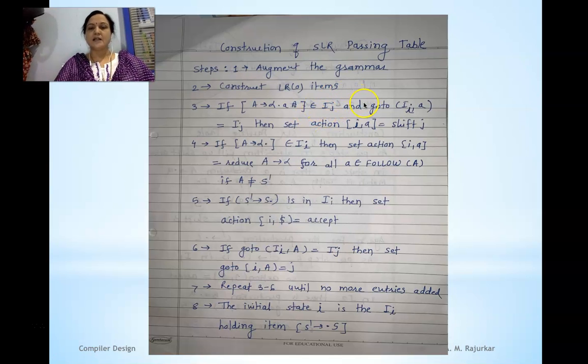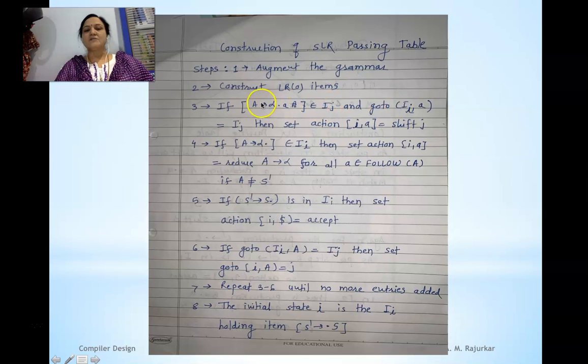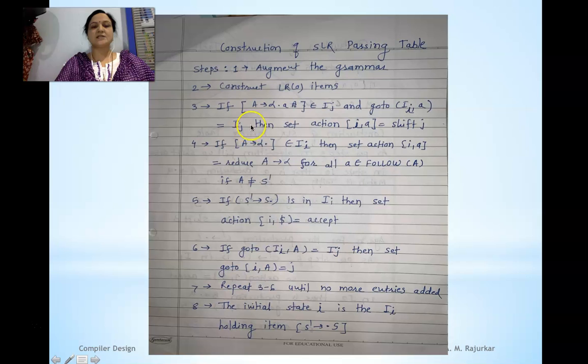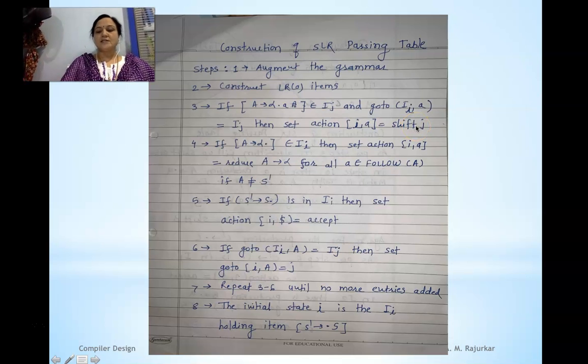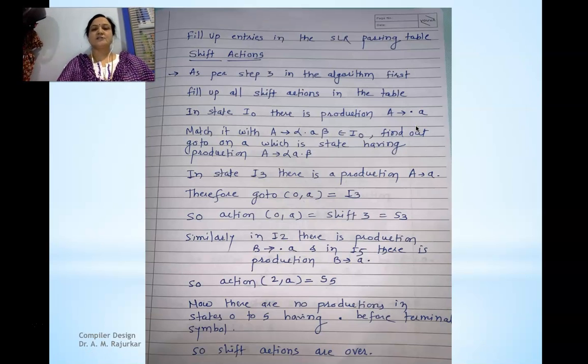So if there is this type of production in one of the states of the LR0 collection of items, that is in Ii, then we take a transition in the DFA on a, go to Ii comma a. Means one of the productions is present in Ii, and by shifting the dot after a we can take a transition in the DFA with go to function, go to Ii comma small a is equal to Ij. This is the destination state where the transition is going. Then we set the action i comma a as shift j. So let's see how to fill up the shift actions in our example.